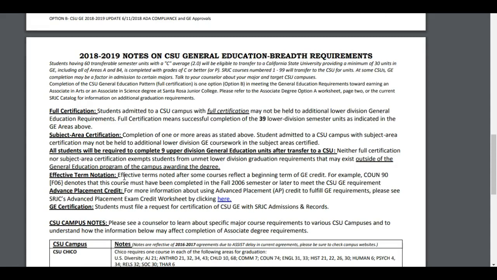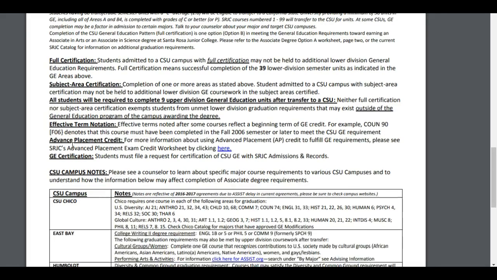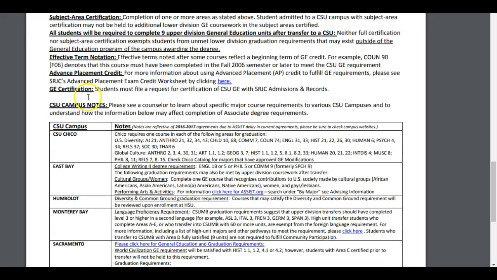All right, so coming back to the GE sheet, the second page here just talks about some general information, full certification or partial certification, the GE certification when you go to transfer, that's done through admissions and records. And then here's some campus notes, okay? So History 21 was a class that I talked about that meets the U.S. History graduation requirement for the CSU campuses, and it's also in Area D. It also meets a lot of the campus diversity requirements.